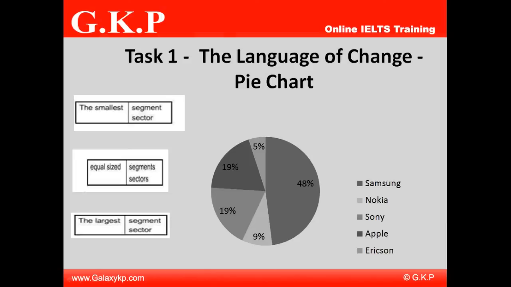Let's talk about smartphones, for example. We can say that Samsung has the largest percentage of sales in smartphones. You can see they have almost half of this chart, almost 50%. Now, these parts of the circle are called sectors or segments, okay? When they look like a pie shape, for example, the two 19% areas, we call them sectors. When they are like the 48% shape, then we can call it a segment, okay?